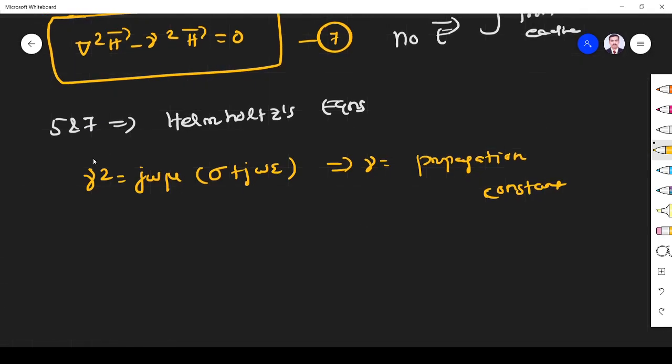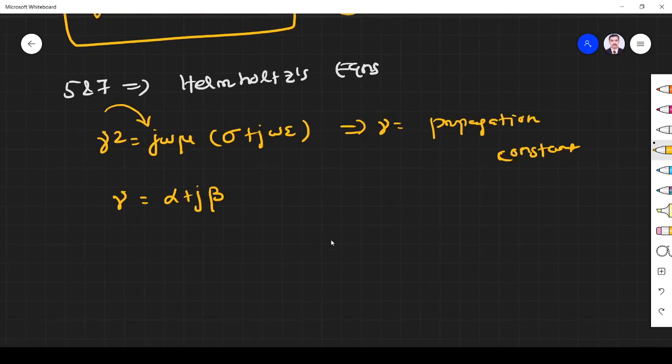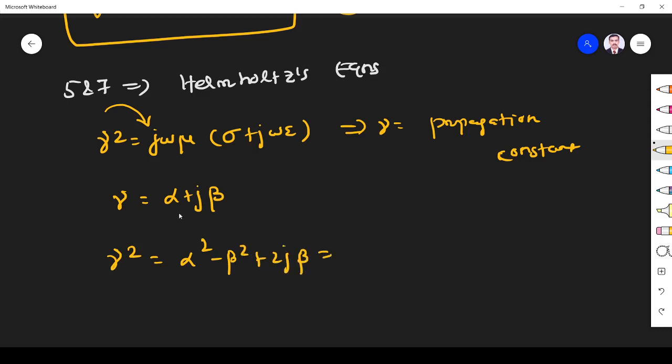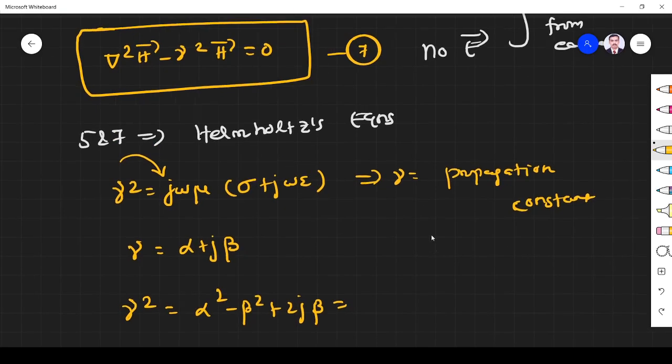Gamma is a complex number, so it has a real part and an imaginary part. I can write gamma as a sum of real and imaginary parts: alpha is the real part, beta is the imaginary part. Now let us take gamma squared. Gamma squared is equal to alpha squared minus beta squared plus 2j alpha beta.